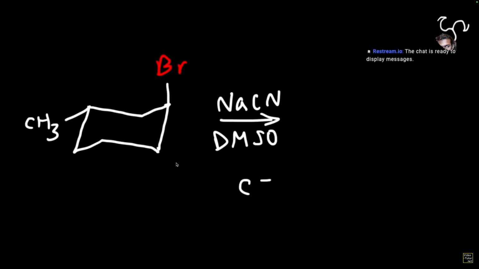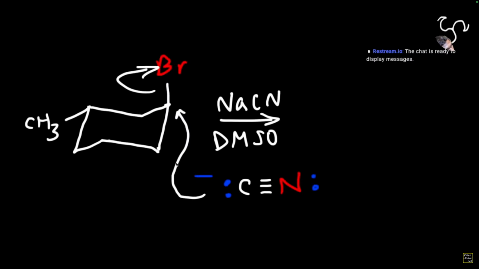So we know the cyanide ion, which looks like this. It's basically a triple bond between the carbon and the nitrogen atom, but the carbon atom bears the negative charge, so it's the nucleophilic center. It's going to attack the carbon from the back, expelling the leaving group.